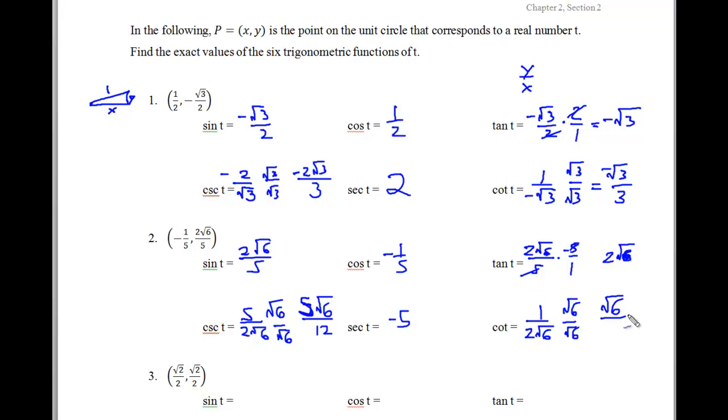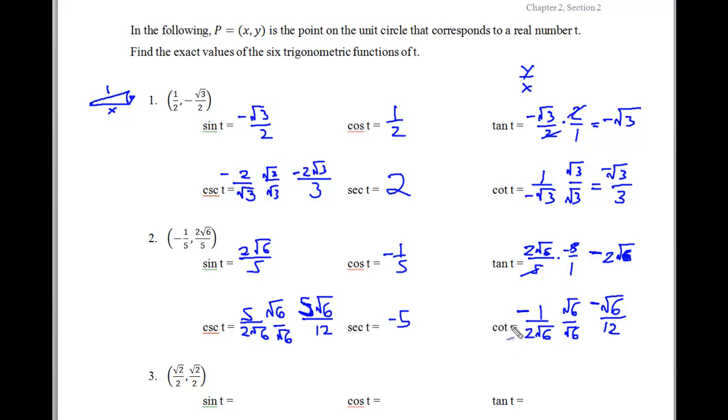So square root of 6 over 2 times 6, which will be a 12. So there's my cotangent. And it should be said here that I forgot my negative here in the tangent problem. That's my second mistake on that problem. And so I should have had a negative over here. So negatives all around for the tangent of t and cotangent of t.